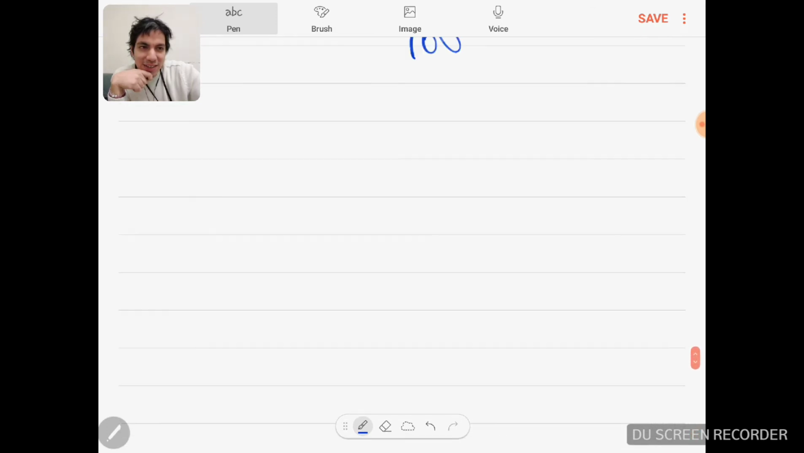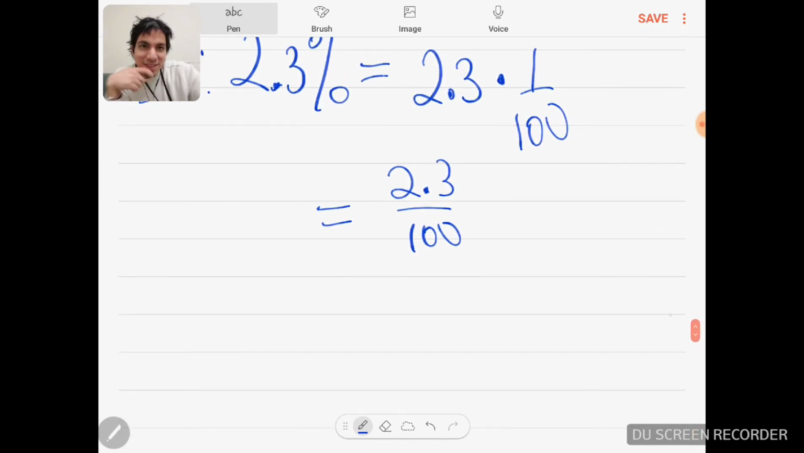And you're sitting there like, professor, this doesn't make any sense. What am I doing here? Well, 2.3 as a fraction, what would that be essentially? You'd basically divide 100 into this. So what is that going to be?